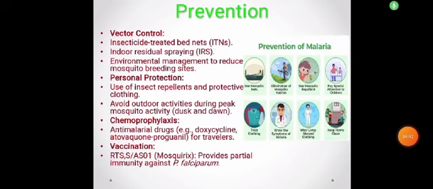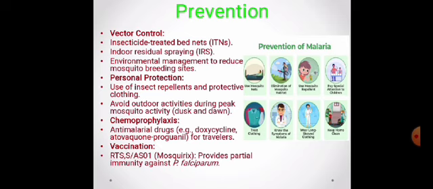Then we go for prevention. How to prevent malarial disease? First one is vector control. Vector control is the major process to control the malarial disease. In this, insecticide-treated bed nets, these are the ITNs. Then indoor residual spraying, that's IRS. Environmental management to reduce mosquito breeding sites. These are all the common steps involved to prevent malaria.